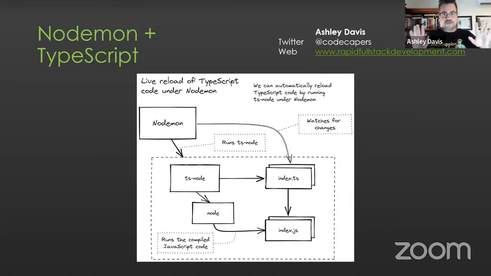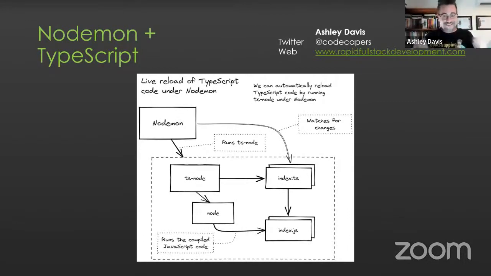Now, fortunately for our purposes, there's a package called TS Node, and TS Node is like another drop-in replacement for Node.js. Essentially, it's a package that runs under Node.js, but I just find it helpful to think of it as a replacement for Node. So instead of running node index.js, now you can run ts-node index.ts and run your TypeScript code like it was running directly under Node.js.